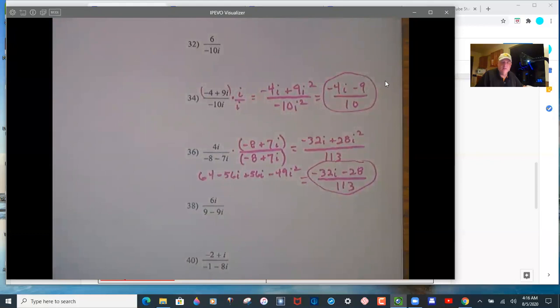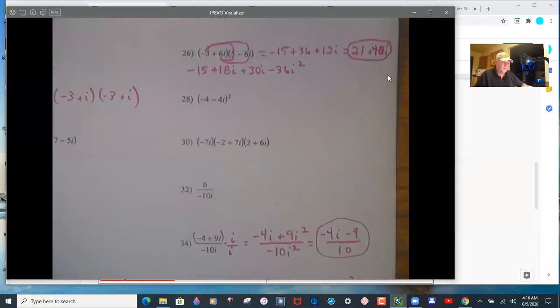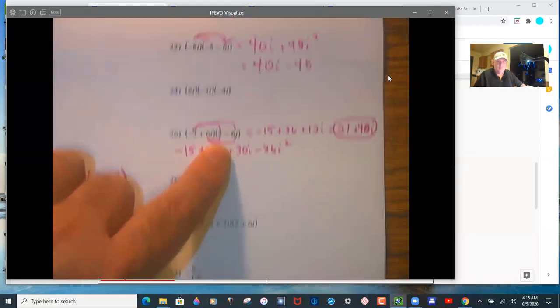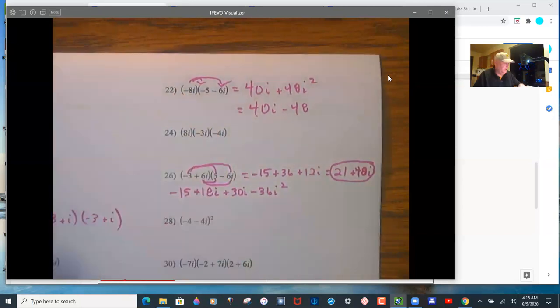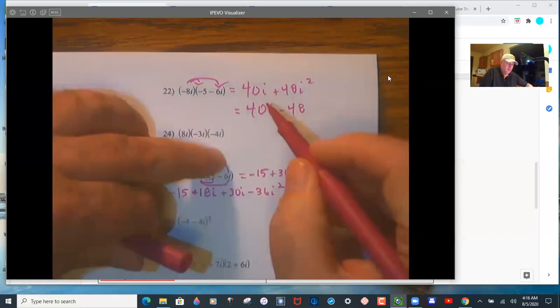So do enough of these that you know what you're doing, especially the FOIL product. That's really big. This is here also. These two are very important. The adding and subtracting is very important.